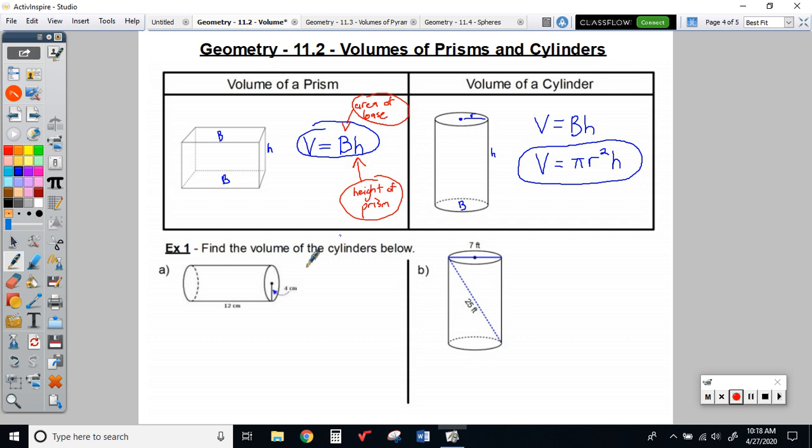So we're going to start off directly with some cylinder problems first because I think it's a little more straightforward. The base is always a circle. Then some prism problems to wrap it up, because sometimes those prism bases are different from one shape to another.